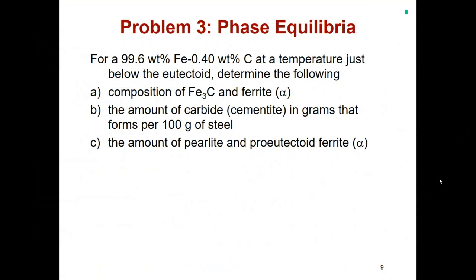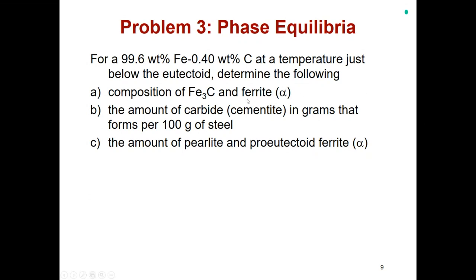Problem 3, phase equilibria. For a 99.6 weight percent of iron and 0.4% of carbon at a temperature just below eutectoid, determine the following. In A, composition of Fe3C, which is also referred to as cementite, and also it is known as iron carbide. So it has got so many names. So composition of cementite and ferrite.